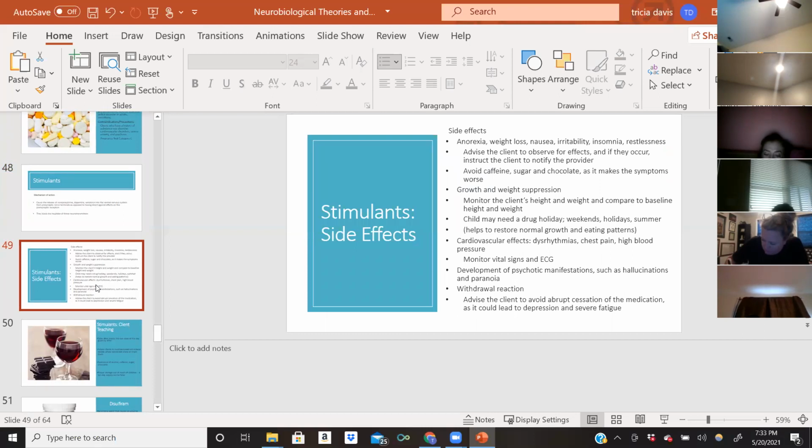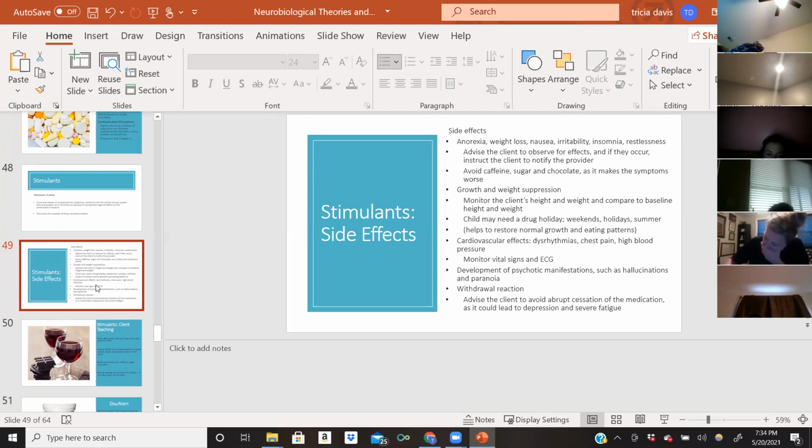Side effects that we see, big side effects, anorexia and weight loss. It can cause nausea, irritability, insomnia, restlessness. You want to teach the client to observe for the effects, and if they occur, instruct the client to notify the provider. Again, this is a medication that you're only getting 30 days at a time. You cannot just call in and say, hey, my Adderall's gone, can I get another prescription? Well, you shouldn't be able to. I'm sure there are some physicians that do it. They should make you show up every 30 days, do a visit with them, make sure you still need it, and then get another prescription.